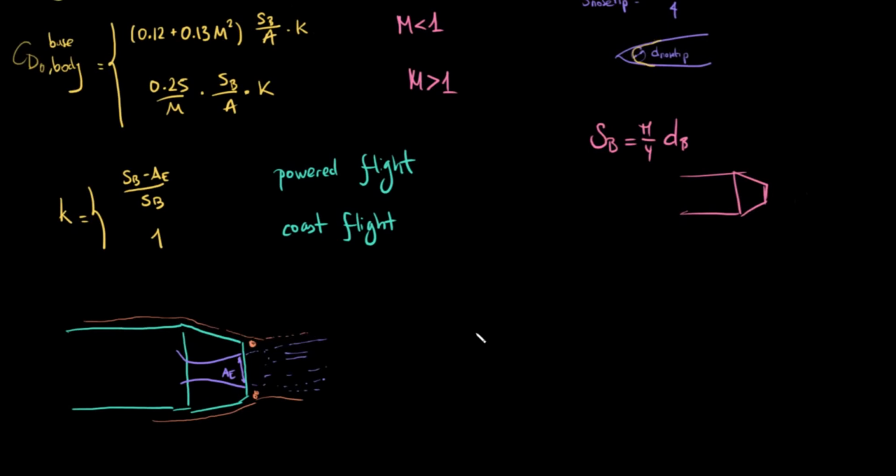So what happens in the coast flight? The coast phase of the flight, well, we have no jet here, and the flow is going to do something like this, and then we have a large depression zone here, a low pressure zone, which will cause base drag. So if we had no boat tail, it would be larger. Then we have this term here. So yeah, the boat tail can reduce a lot.